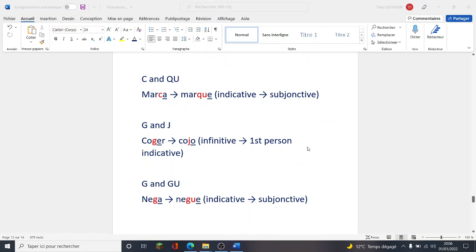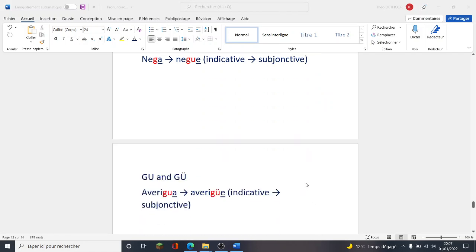What about G and GU? We saw it a little bit before, but let's focus on the changes it can mean. So we have, for example, the verb negar, conjugated in third person singular indicative mode present, which gives nega. And in this case, if you want to turn it into subjunctive mode, you will have to put a U after the G in order to keep the G sound. Because if you don't do that, you will obtain nege and not negue. And we want negue in order to keep the G sound.